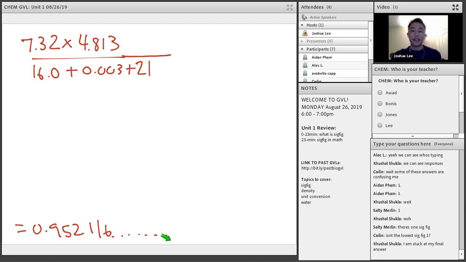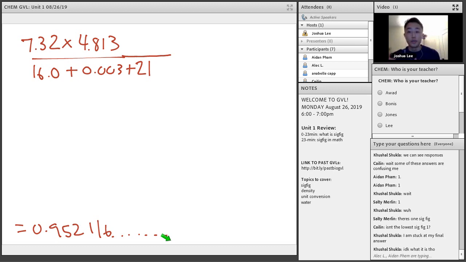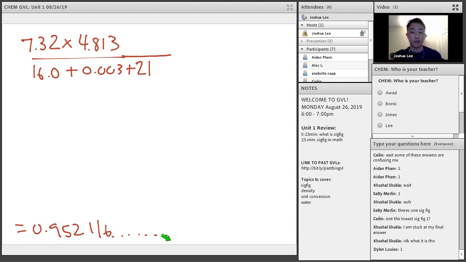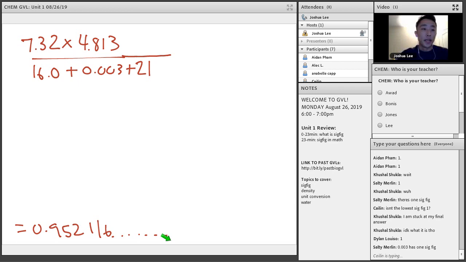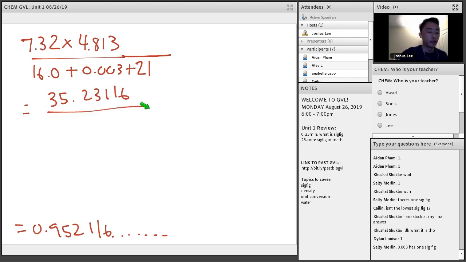All right. So this is where you get to remember the order of operations. A bunch of people are changing the answer to one. Let's see. If we do the top part, the 7.32 times 4.813, we get 35.23116. Then we do the bottom part, you get 37.003. Then you divide the answers, you get 0.952116.